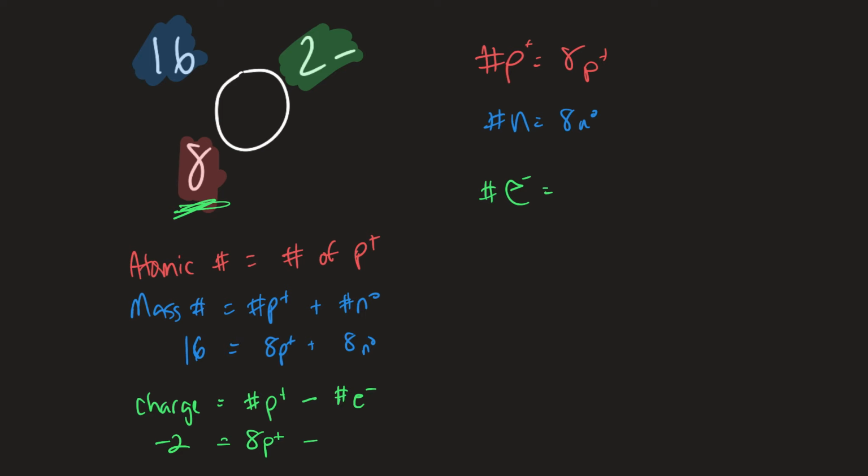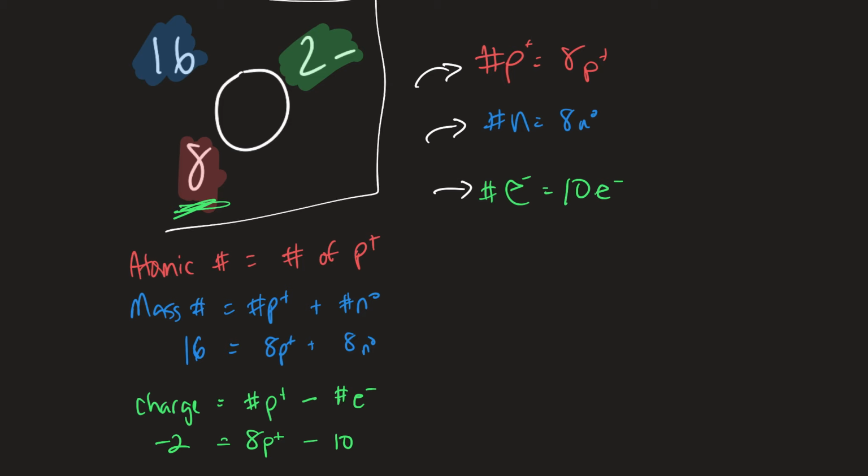In this case, 8 minus 10 is equal to -2. So in this case, there are 2 electrons. I mean, not 2 electrons, sorry. There are 10 electrons in this case here. And so 8 minus 10 will give us that -2 charge. And so here, you notice we found all 3 subatomic particles from looking at this chemical symbol only.